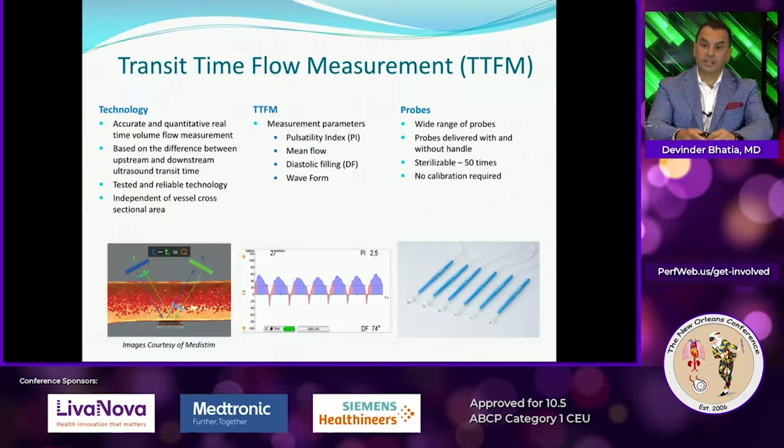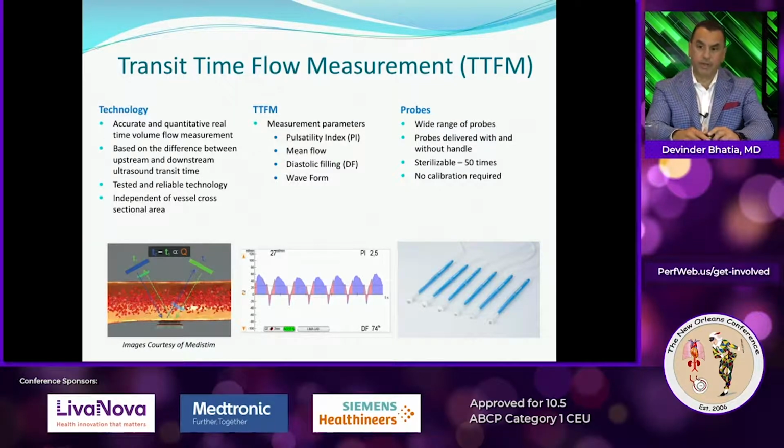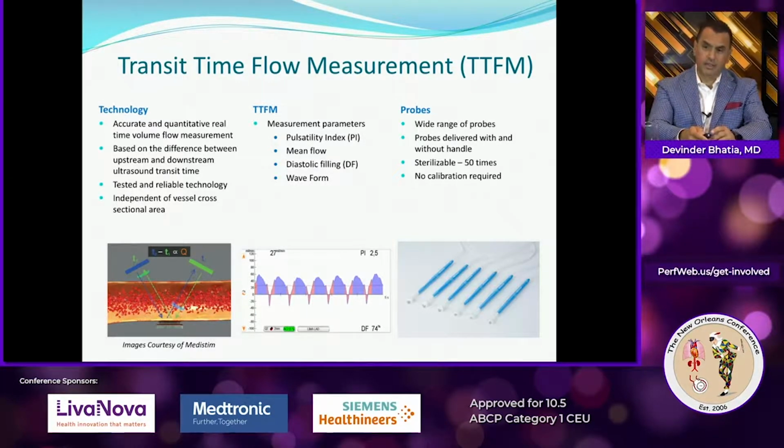It's based on the difference between upstream and downstream ultrasound transit time. This is tested and reliable technology. It's independent of vessel cross-sectional area, and the reason is because there are different flow probe sizes. So if you have a small vein graft or a small mammary artery, you have the associated probe size that will match those and give us the accurate flow rate in the bypass grafts.